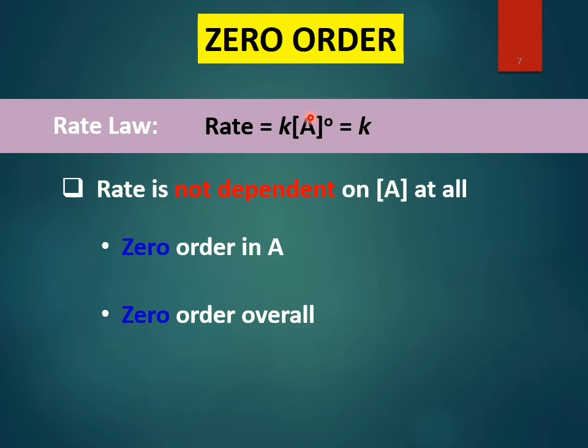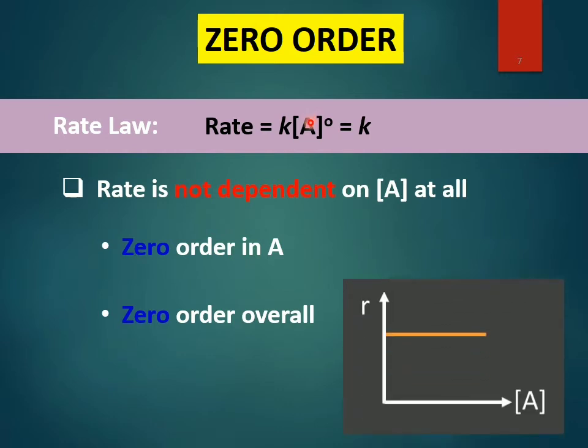For the graph of rate against concentration of A, I will get a straight line, because no matter how my reactant A increases, my rate will remain the same, because the rate is equal to the rate constant k. So my rate of reaction will remain the same.